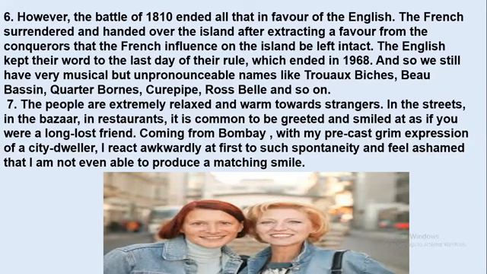Then the people are extremely relaxed, he says. They're warm towards strangers. They never have any partiality. Hospitality is there in the people's nature. Then in the streets, in the bazaars, in the restaurants, it is common to be greeted and smiled at. If you are walking in the bazaars and restaurants, even if you don't know the people, even if you are a stranger or a tourist there, you will be greeted with a big smile, as if you have just found a long lost friend and you are suddenly meeting your friend.